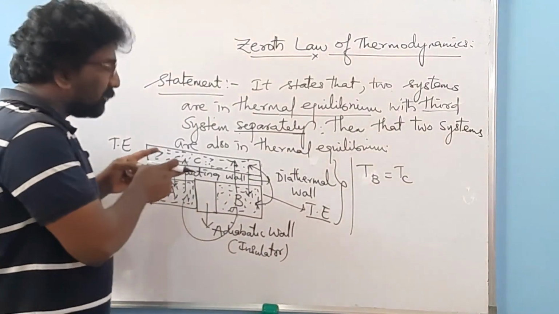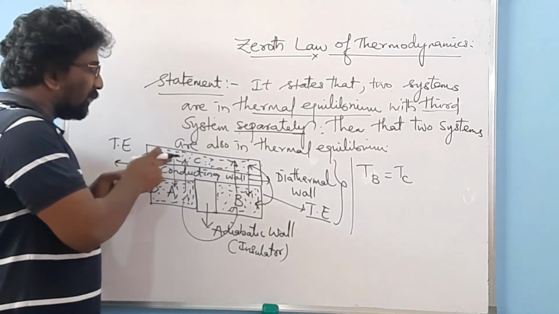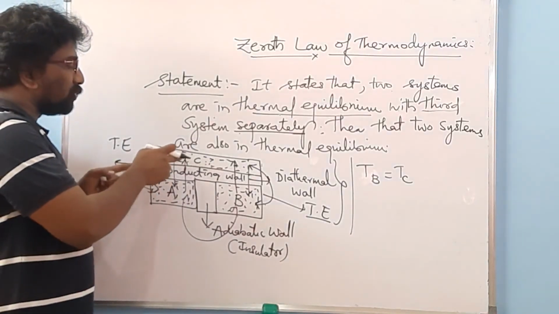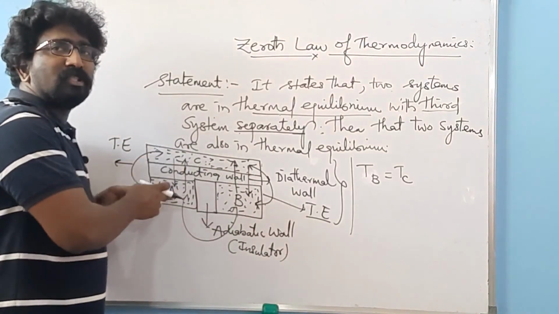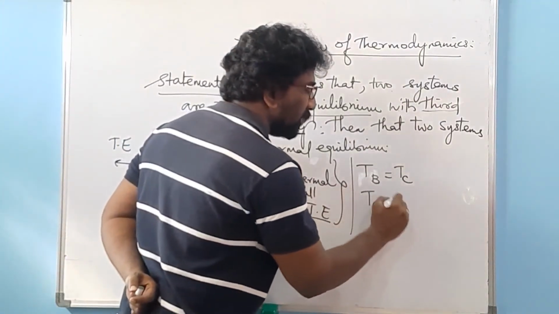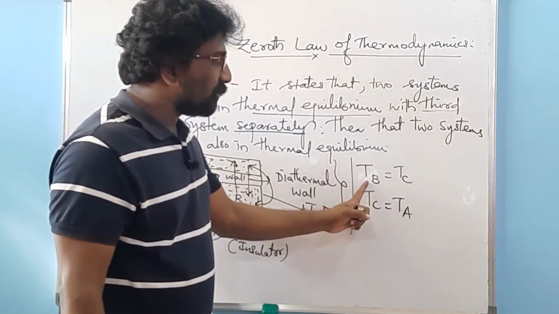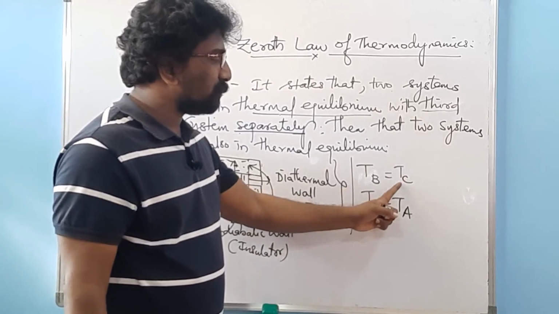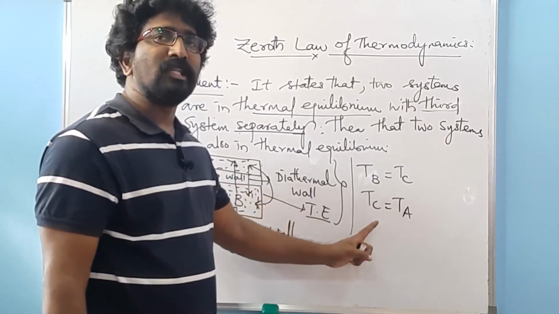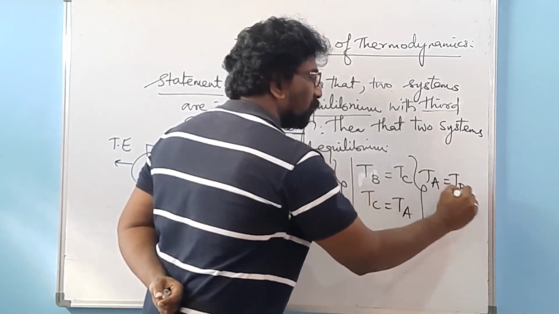Now system A and system C are also in thermodynamic equilibrium. Taking the example with respect to temperature, here also the temperature of system C will be the same as the temperature of system A. So if the temperature of system B is equal to the temperature of system C, and the temperature of system C is equal to the temperature of system A, we can say that automatically the temperature of system A is equal to the temperature of system B.